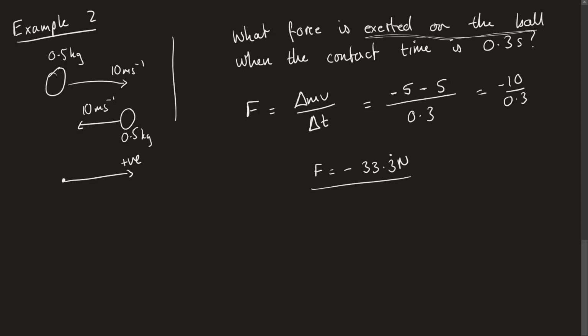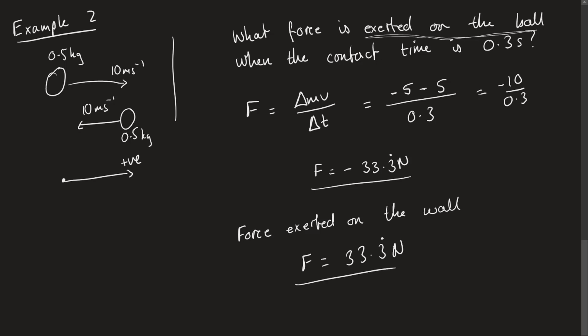Okay, now again, be careful with this phrase here, exerted on the ball. Make sure your force does make sense in the direction that the force is going. So the force is pushing it in the negative direction, which makes sense. We could also then say what force is exerted on the wall by the ball, and that would just be the positive of that, because with Newton's laws, it has to be equal and opposite. So it's the same magnitude in the opposite direction, so the positive direction.